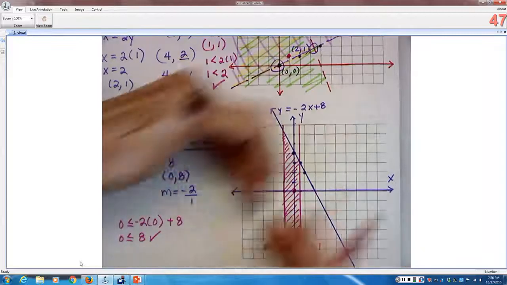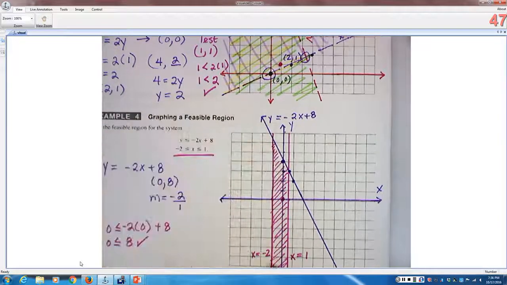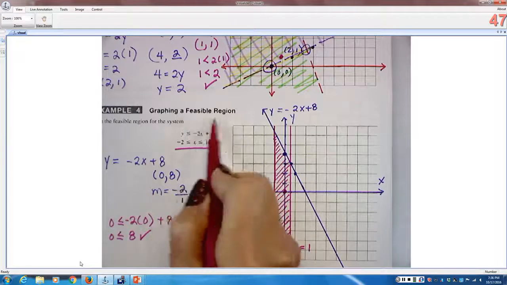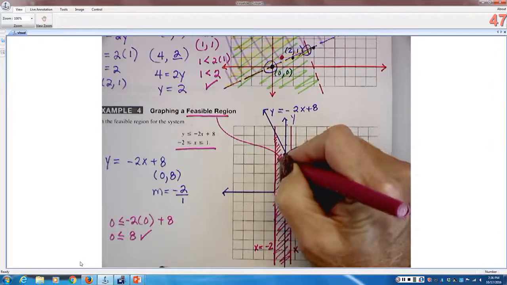Not everything on this side of the purple line, only the part that's in that band from negative 2 to 1 for x values. Now that's a little different. Does anybody have any questions on that one? And that area that I shaded in there is called the feasible region, which is the same as saying it's the solution to that system.